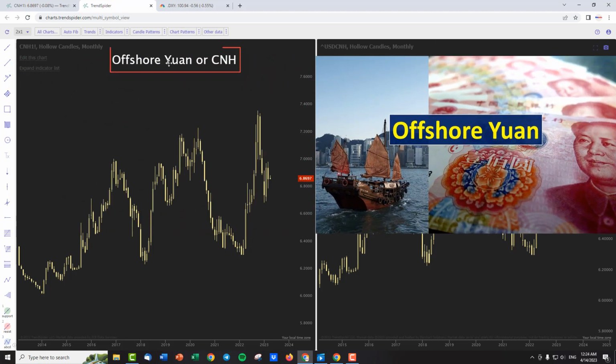Then how about the offshore yuan? It is also known as CNH. What does CNH stand for? It stands for China Yuan Hong Kong. This version of the yuan is traded outside of mainland China.